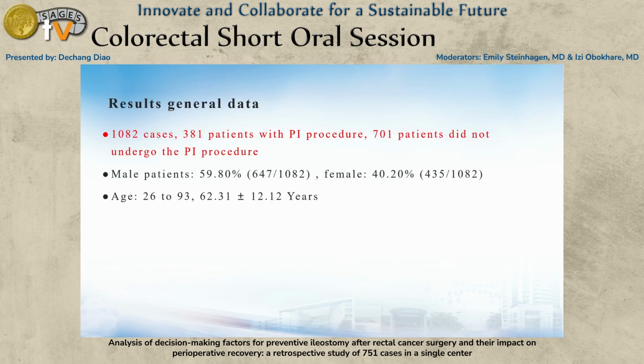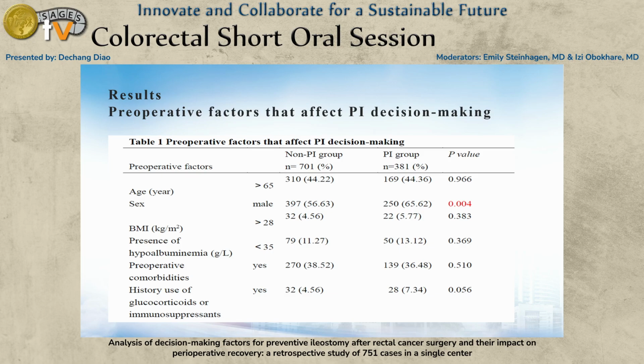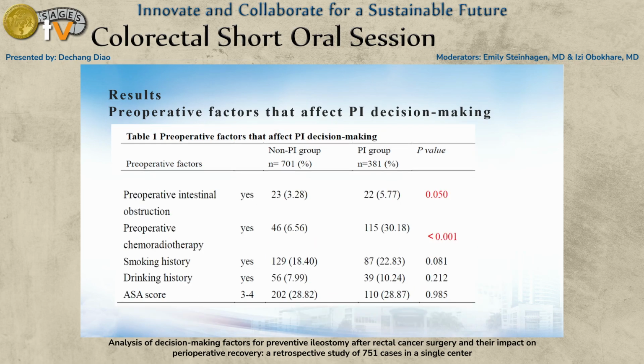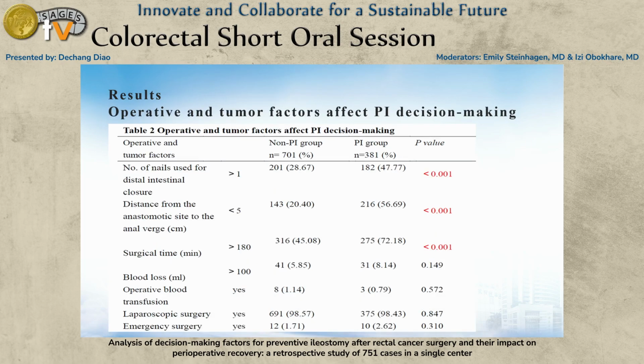So the results. For the general data, 1,082 cases were enrolled, containing 381 patients with the PI procedure, and the others did not undergo the PI procedure. For the perioperative factors that affect PI decision making, female sex, intestinal obstruction, and preoperative chemoradiotherapy, the proportion is higher in the PI group. For the operative and tumor factors, the number of nails used for the distal intestinal closure, the distance from the anastomotic site to the anal verge, and surgical time are higher in the PI group.